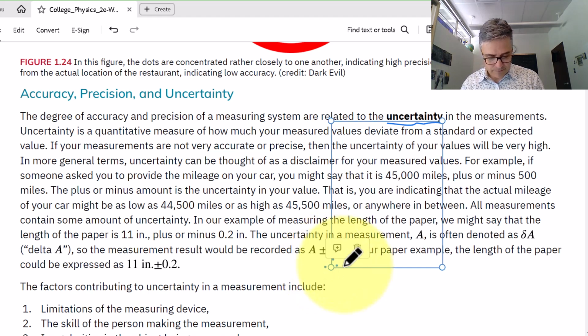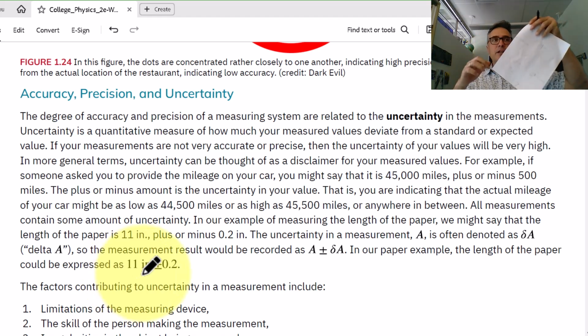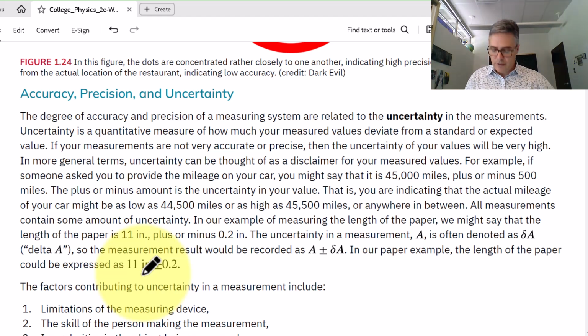So if you're measuring a quantity A, it'll have some units. Then the uncertainty in A is called delta A, another thing with units. So for example, if you measure the length of a piece of paper somehow with a ruler, you say it's 11 inches, you might say that your uncertainty is 0.2 inches. And then you'd write the length of the paper as 11 inches plus or minus 0.2.